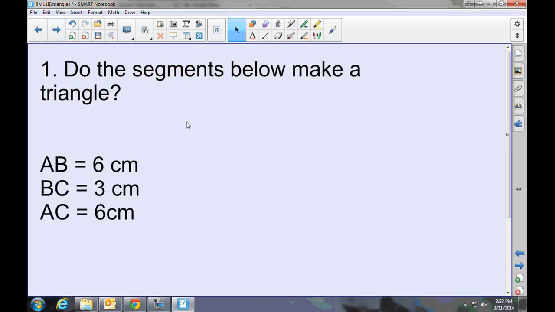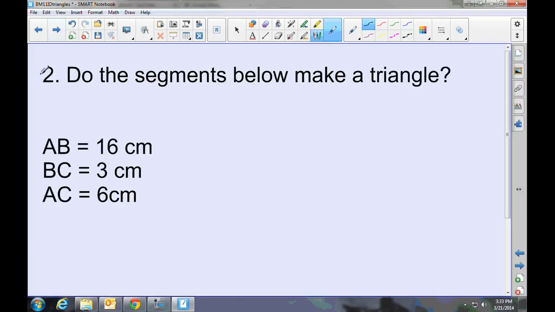Okay, so a problem on that might look like this. Do these segments make a triangle? Well, take the two short ones, 3, and since the other two are both 6, it doesn't really matter which one we pick. So we'll take these two. We know they add up to 9. Is that greater than 6? Yes, it is. So it has to make a triangle.